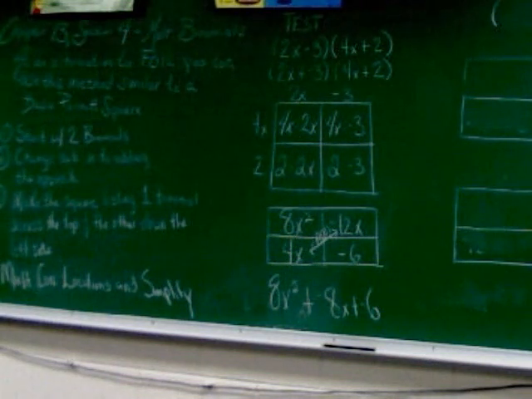Again, step 1, you're going to start with 2 binomials. Step 2, change subtraction into adding the opposite. Step 3, make the square listing one binomial across the top and the other down the left side. And step 4, multiply corresponding locations and simplify.